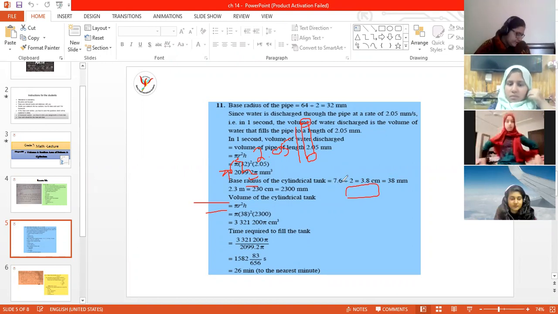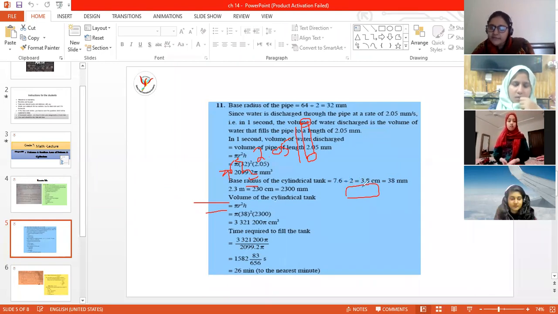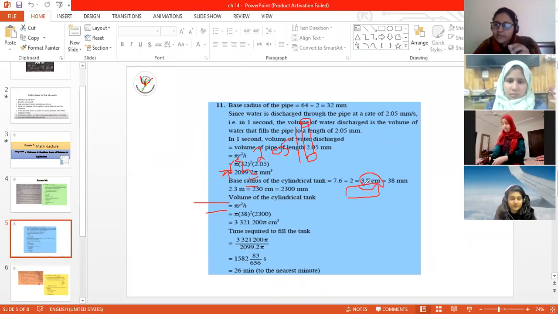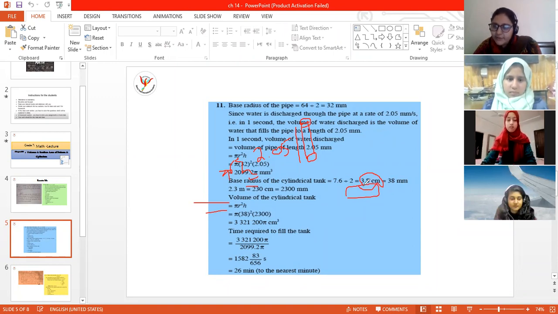But 7.6 is the diameter of the cylindrical tank. What will be its radius? Divide it by 2, it will become 3.8 centimeter. Whenever you are converting centimeter to millimeter, we multiply it with 10. Centimeter to millimeter, just multiply the term with 10. So 3.8, when multiplying with 10, it will become 38 millimeter. Clear? The base is converted into millimeter.